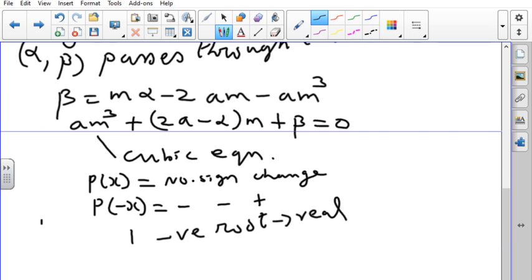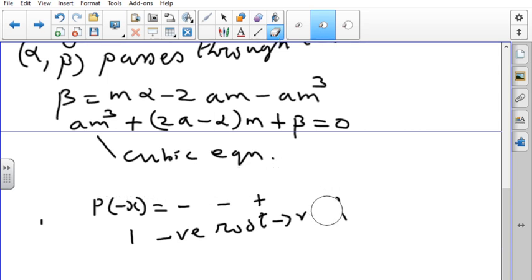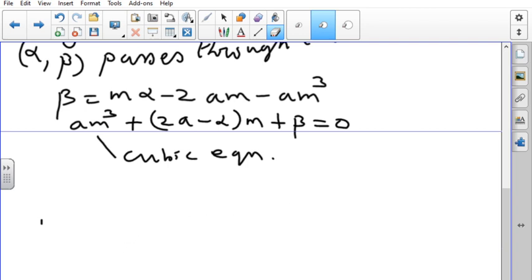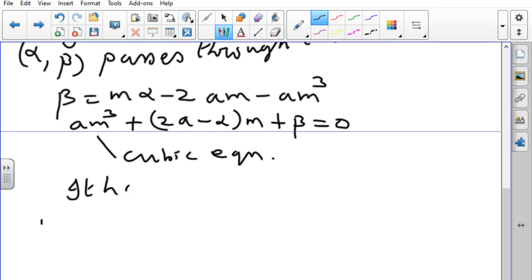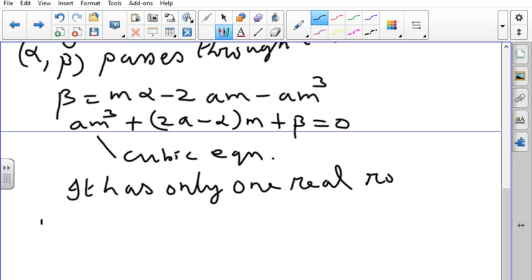Therefore, among the 3 roots, one root will be a real root and the other two roots will be imaginary, that is complex roots. We know that complex roots occur in pairs, therefore we say that it has only one real root. The negative root is the only real root. Hence proved.